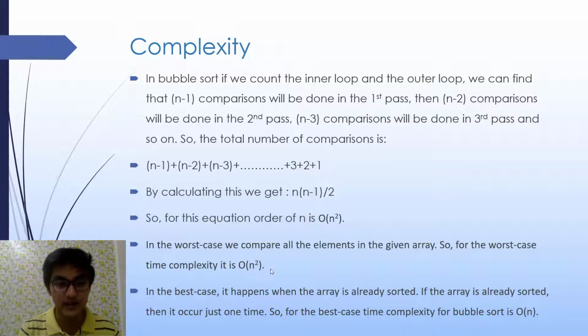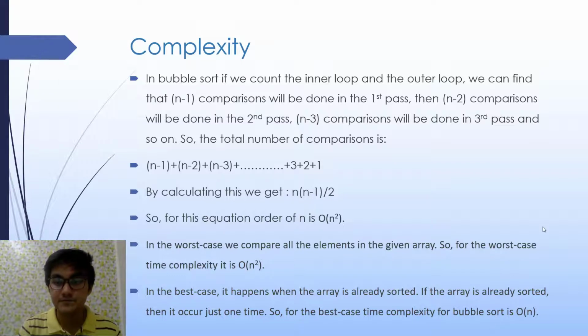In the best case, the array is already sorted. If the array is already sorted, the pass occurs just one time, because we don't have to compare all the elements. So the best case time complexity for bubble sort is big O n.